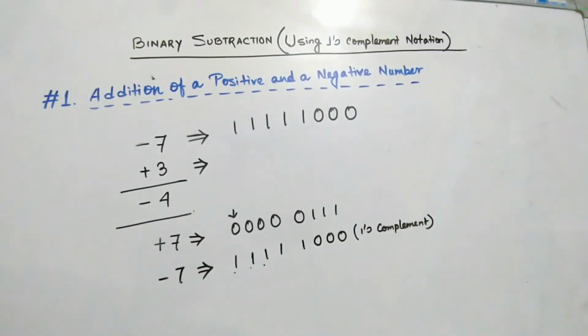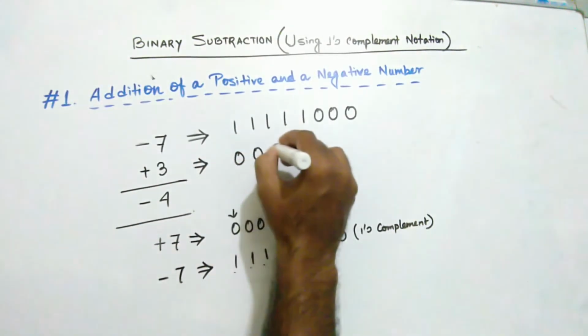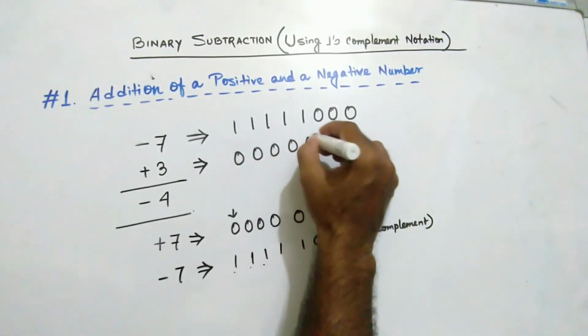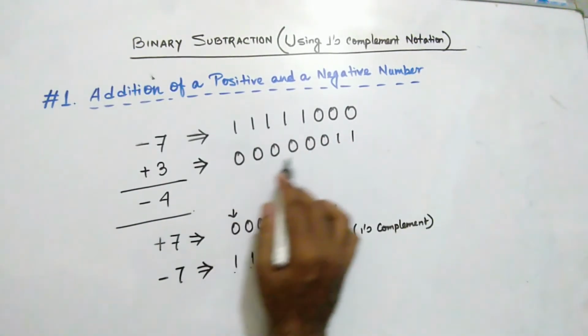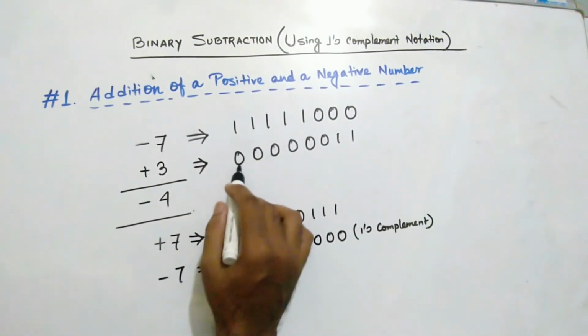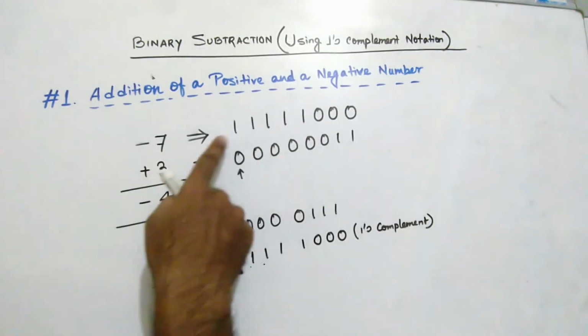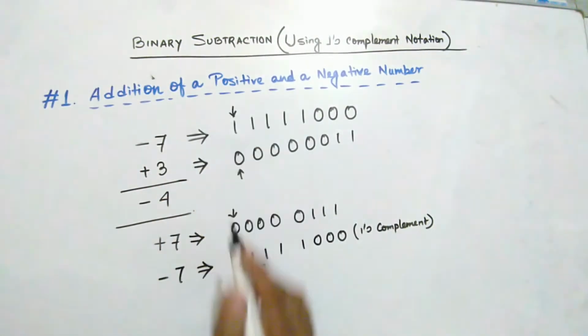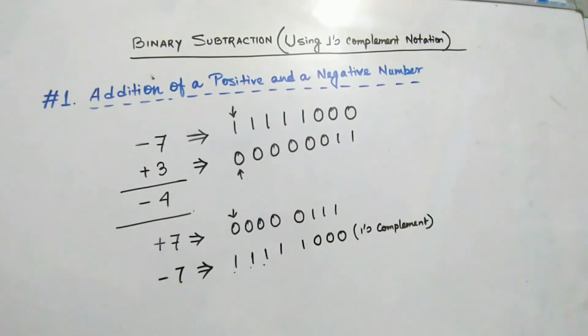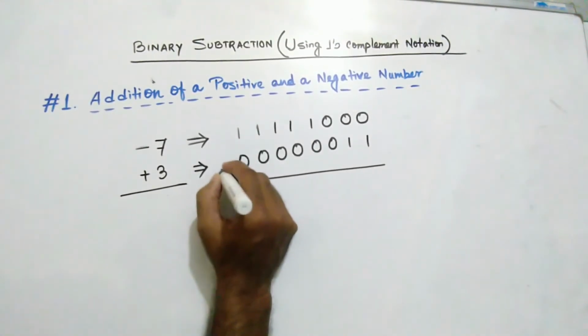And the binary representation of the positive number should be 0 0 0 0 0 0 1 1. This is the binary representation of +3. It's a positive number, so the sign bit is 0, and here this one is the negative number, so the sign bit is 1. Now we have obtained the binary of the two given numbers.